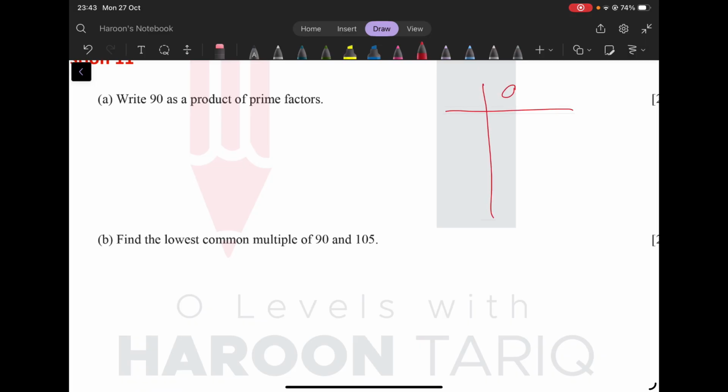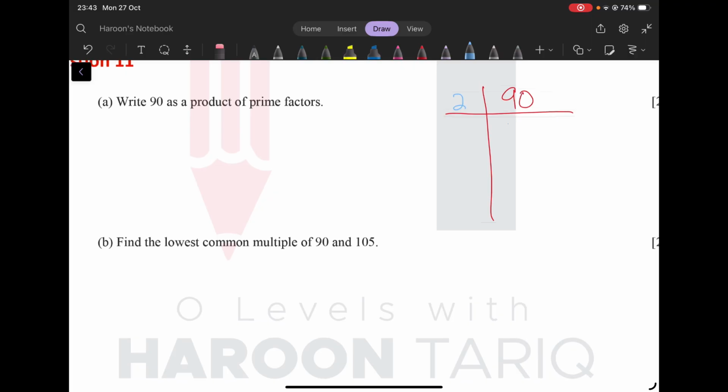So 90 over here. Now just do kind of like LCM, only we can only use prime numbers. So this becomes 45. So we can do 3 over here. This becomes 15. I can use 5. This becomes 3. I can use 3. This becomes 1. So we have 1, 2. So 2 times, and we have 2, 3. So 3 raised to power 2. And we have 1, 5. So 5 multiplied by 5. So this is the answer.